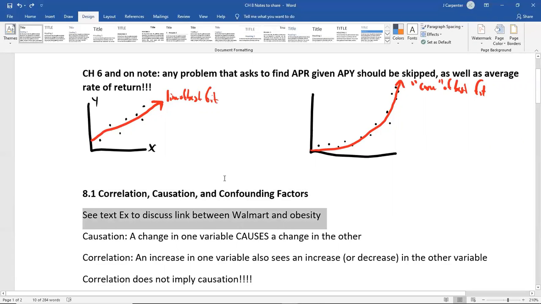That's okay though. So correlation versus causation. What are they? How do they relate to each other? How can we say one leads to the other? Okay.